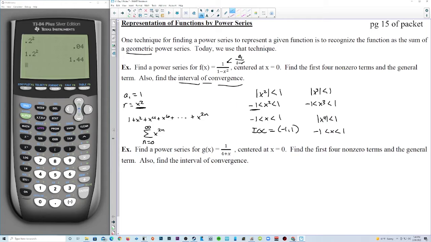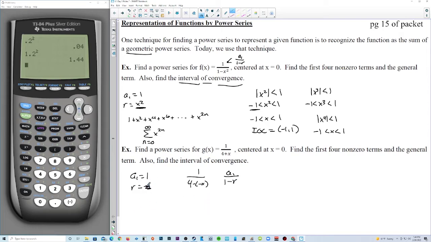Find a power series for the next one, centered at x equals 0. Find the first four non-zero terms and the general term. Also find the interval of convergence. So let's do this. Let a sub 1 be 1. r is -x, because you can write this as 1 over 1 minus -x. It's got to be minus because the little formula for geometric series is a sub 1 over 1 minus r. That has to be negative.